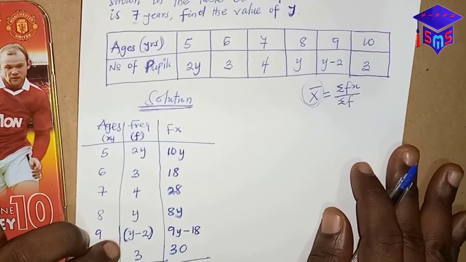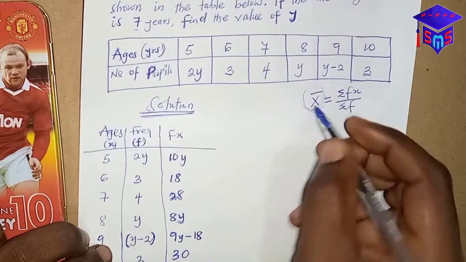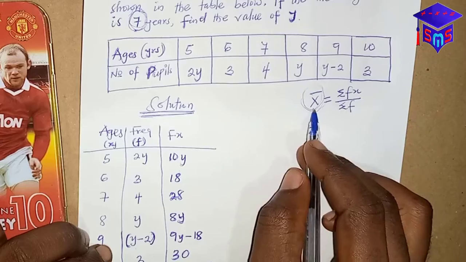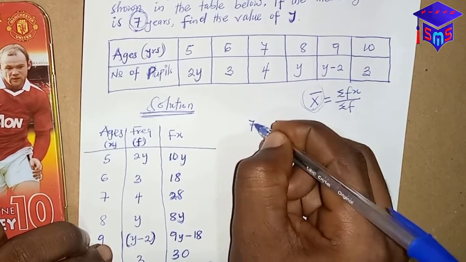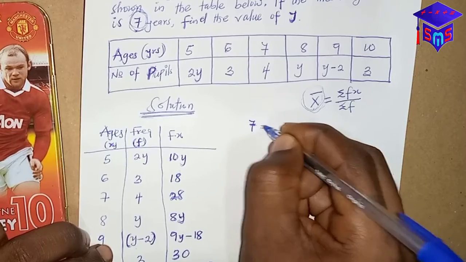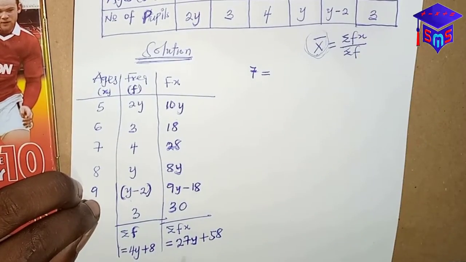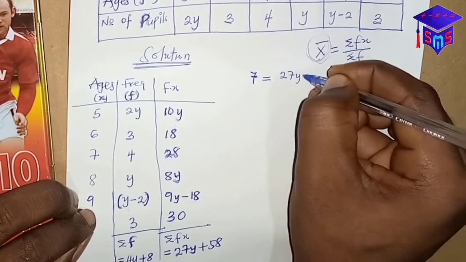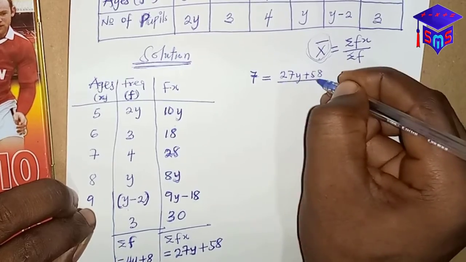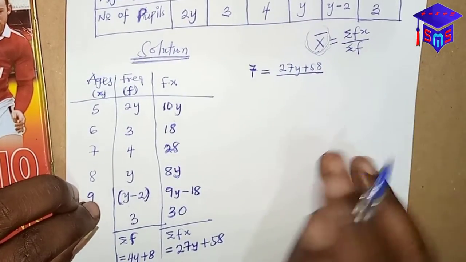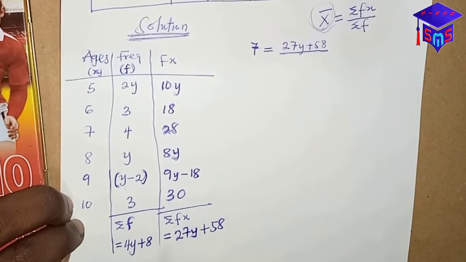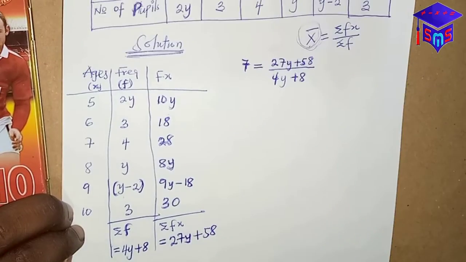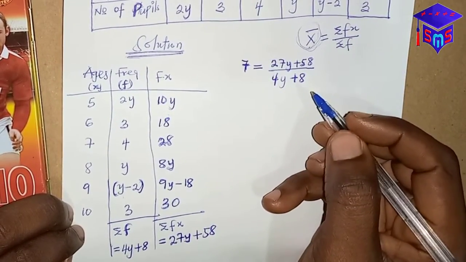Okay, so now if you have them like this, then you go ahead and fix them into the formula. Don't forget, this x bar over here has been given in the question. That's the mean age. So in place of the x bar, you're going to put what? 7. And this 7 will be equal to sigma fx, which is 27y plus 58, over sigma f, which we have here to be 4y plus 8. So this has become a simple equation that we have to solve.